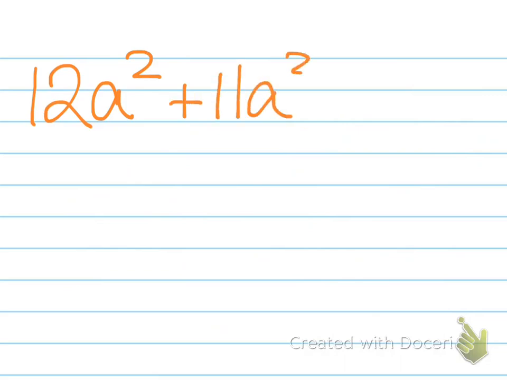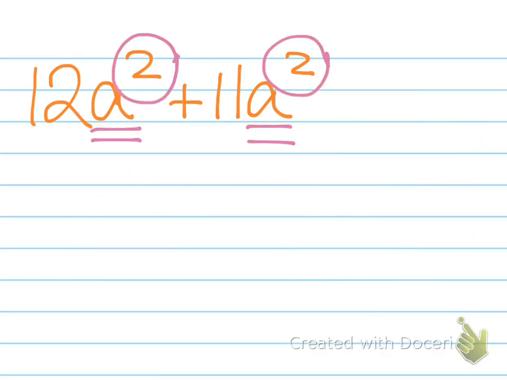Now, let's add in some exponents. So say I had 12a to the second plus 11a to the second. Well, I can add these together because they both have the same variable a, and they both have a to the second, so this adds to give me 23a to the second.